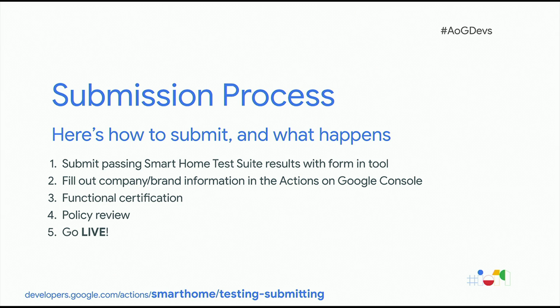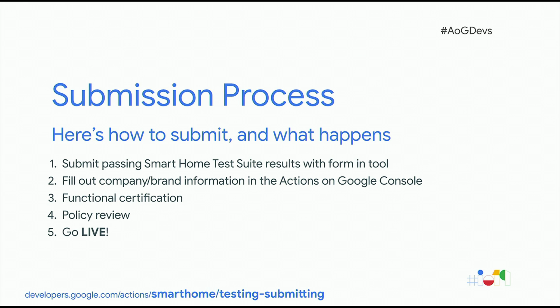The first thing you're going to do is submit passing results in the Smart Home Test Suite using the form that's linked in the tool. And so just really simple, make sure you're passing the test suite. Second is that you're going to go and fill out company and branding information in the Actions on Google console. Just make sure that you filled out everything that we asked for, and it will make things go quite a bit faster. The next, move over to the Google side.